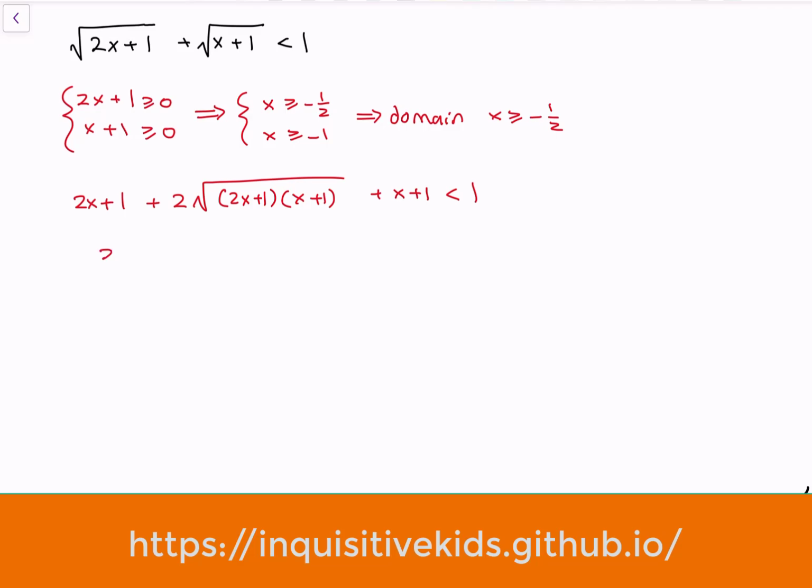We have 3x plus 2 times the square root of 2x plus 1 times x plus 1 is less than 1. Now we can try to isolate the radical term by itself so we can square it later. Let's move all the terms here to the right-hand side of the inequality.